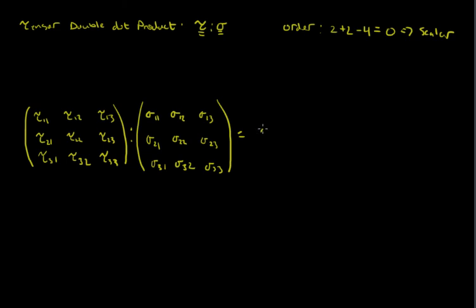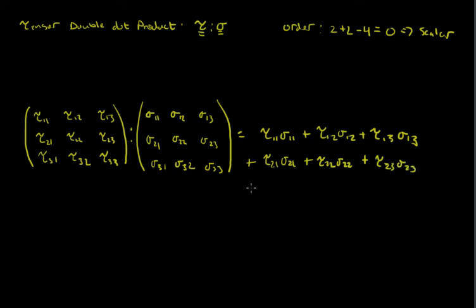So I'm going to write this out now. It'll take a few minutes. So tau 1 1 sigma 1 1 plus tau 1 2 sigma 1 2 plus tau 1 3 sigma 1 3 plus tau 2 1 sigma 2 1 plus tau 2 2 sigma 2 2 plus tau 2 3 sigma 2 3 plus tau 3 1 sigma 3 1 plus tau 3 2 sigma 3 2 plus tau 3 3 sigma 3 3.